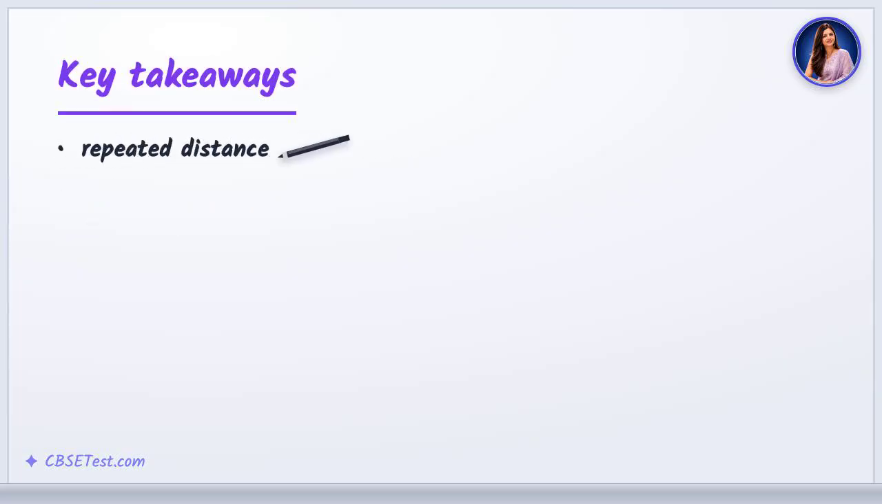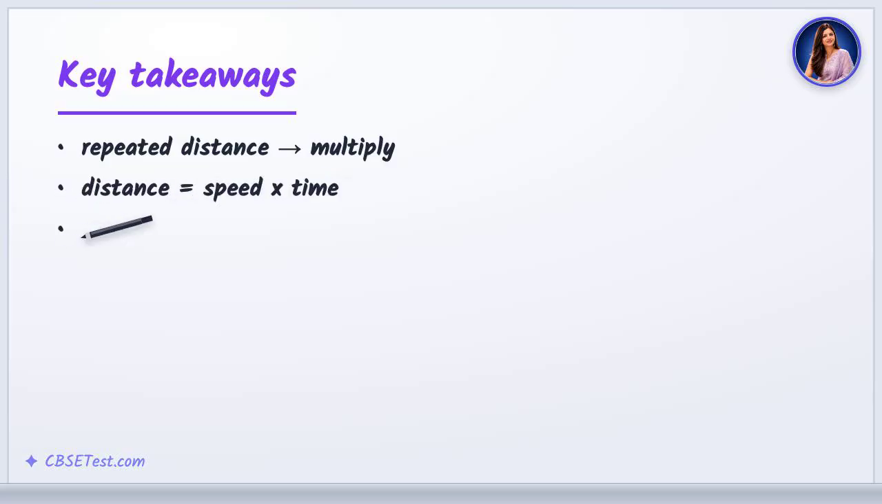To recap, multiply for repeated distances and use distance equals speed times time to plan a journey.